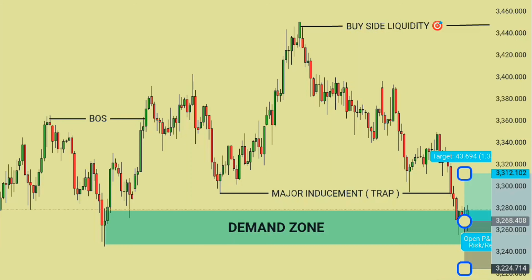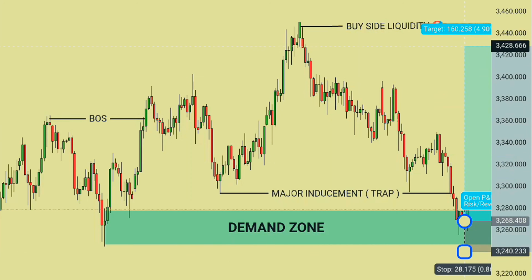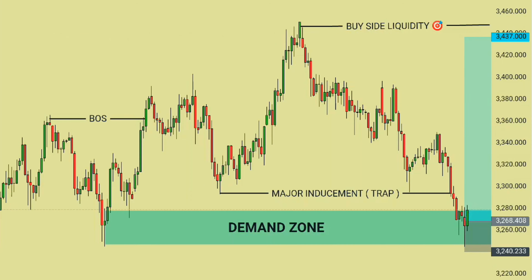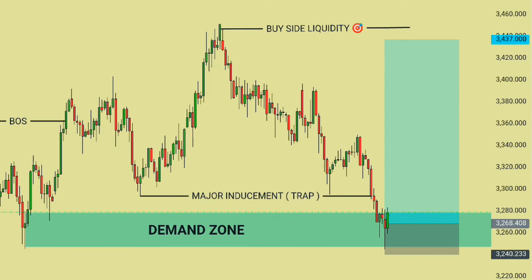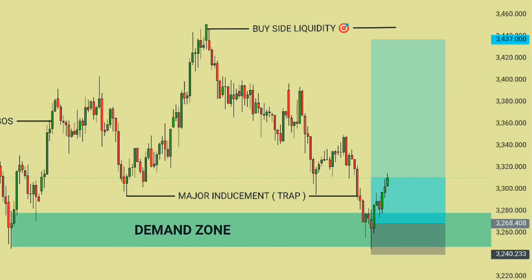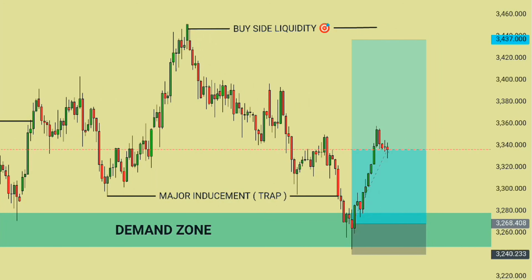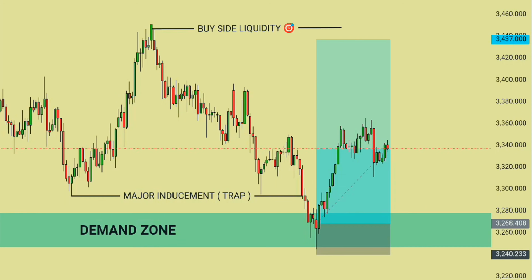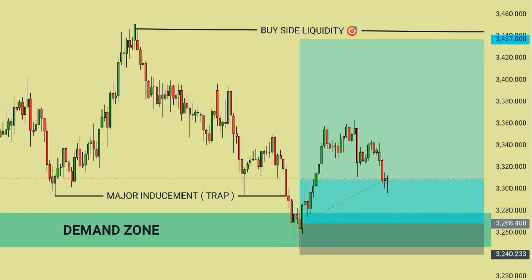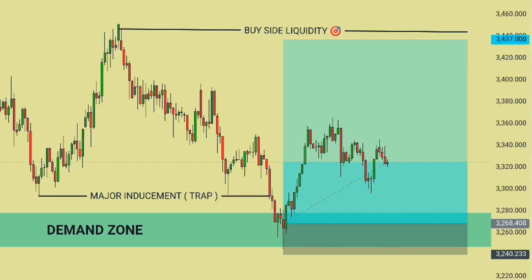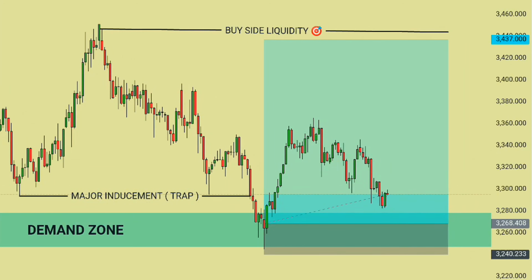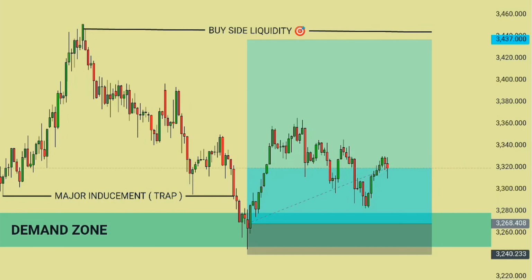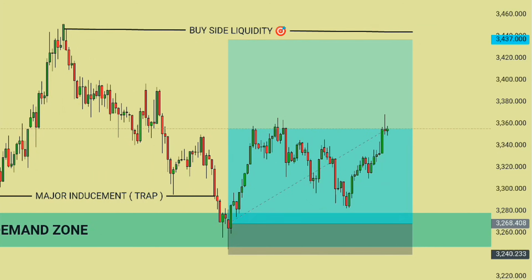Now let's look at the buy trade execution in this setup. After the market created inducement and returned to the demand zone, smart traders wait for confirmation that buyers are stepping in. Once price shows strength from this zone, a potential buy entry can be taken near the demand area. The stop loss is placed below the demand zone to protect the trade, and the target is simple: buy side liquidity above the previous highs. As we can see, price respected the demand zone and moved directly toward that liquidity.